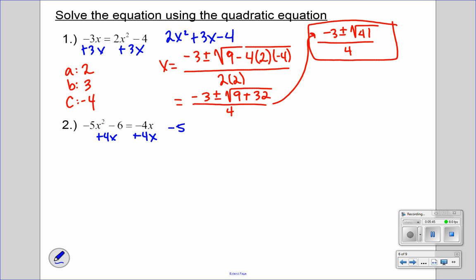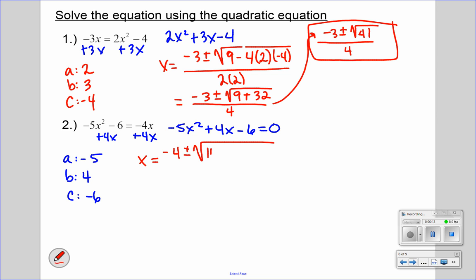So we get negative 5x squared plus 4x minus 6 equals 0. So our a is negative 5, our b is 4, and our c is negative 6. Plug it into the quadratic formula. So x equals negative b plus or minus the square root of b squared, which is 16, minus 4, a, which is negative 5, c, which is negative 6, all over 2a, and a is negative 5.